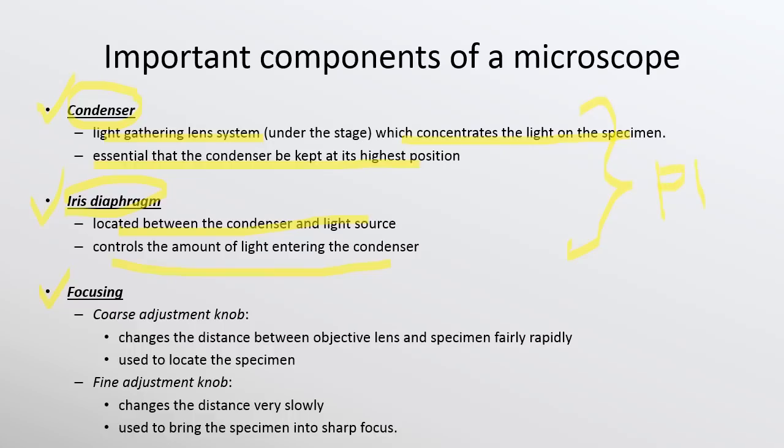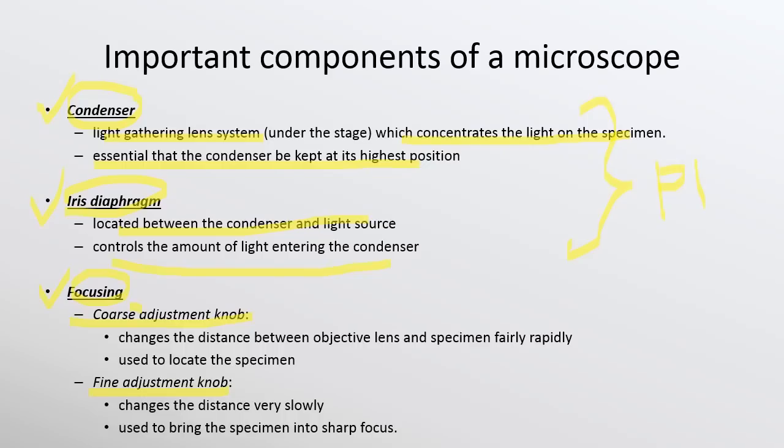It's already been adjusted for you, so you don't have to worry about that. On the other hand, you have to worry about the focusing. The focusing is divided into a coarse adjustment knob and a fine adjustment knob. Coarse adjustment is usually used to change the distance between the objective lens and the specimen very rapidly, and usually we use it to locate the specimen.